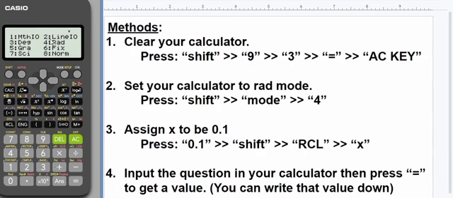Radian mode, so we're pressing what? 4. Good, you can see now at this point it's showing R. Yes, now at this point you have to put a number in your calculator as X. That means you should store a number, you should assign a number as X in your calculator. That's why I said in step 3, or in method 3, assign X to be what?